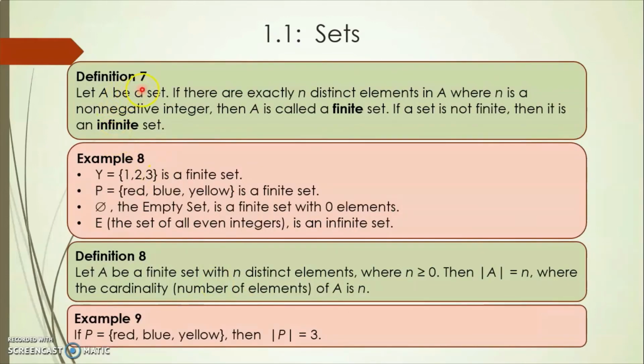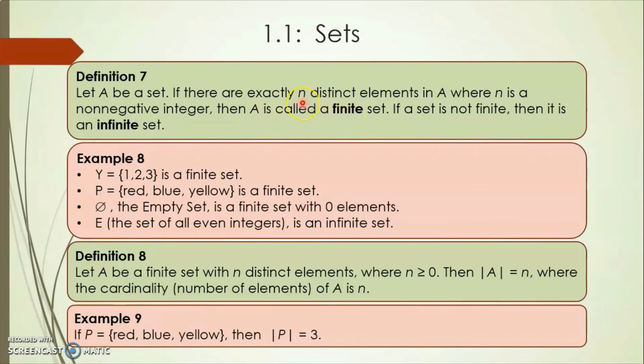By definition 7, let A be a set. If there are exactly n distinct elements in A, where n is a non-negative integer, then A is called a finite set. If not, it is called an infinite set. So n refers to the number of distinct elements in a set. If we know the value of n, meaning we know how many elements are in a set, we can call the set A finite.